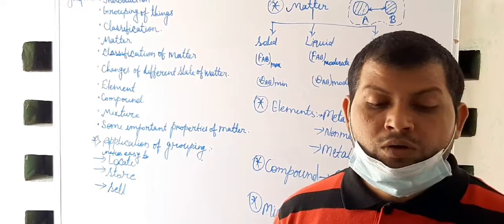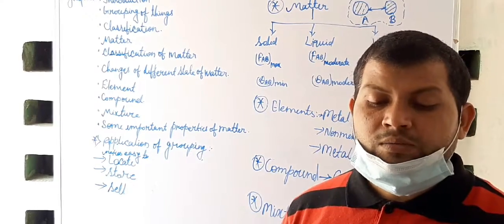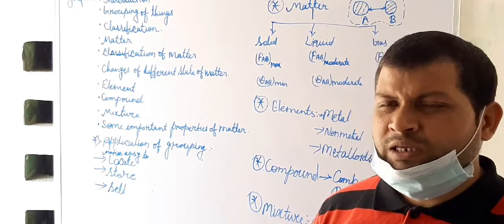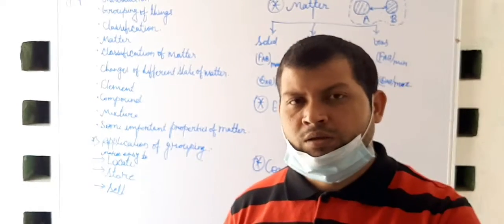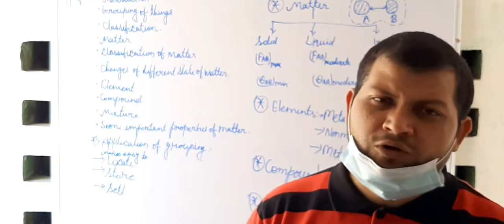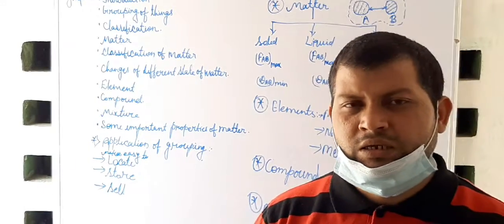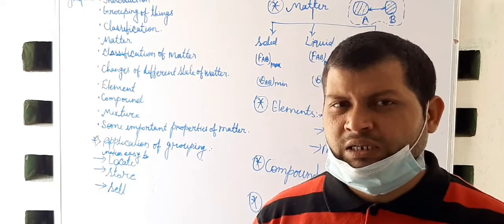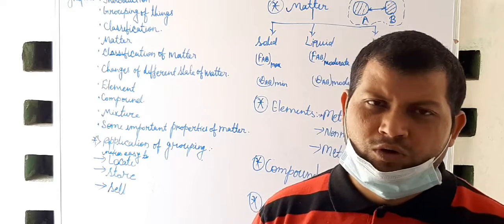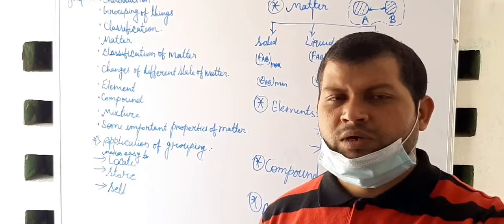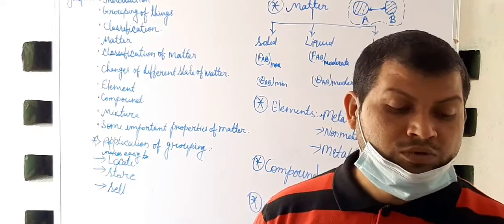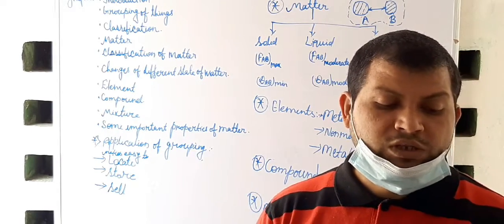So these are the properties, and another property is density. The mass of a substance per unit volume is called the density of the substance. Its unit is kg per meter cube.